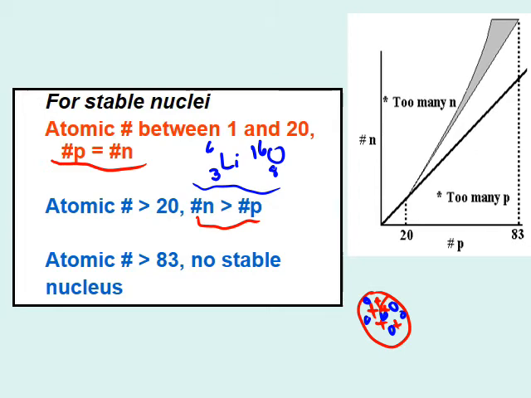Now, if you look at the belt of stability, it doesn't exceed beyond 83. What that tells us is that atomic number greater than 83 would be unstable. So there is no stable nucleus having atomic number more than 83. So toward the end of the periodic table, each element that you see is unstable and would give off different types of radiation.